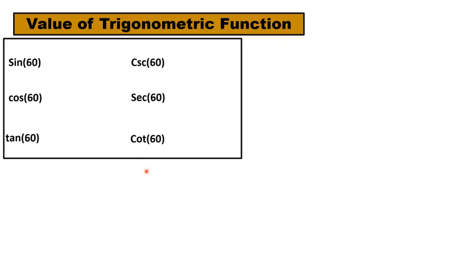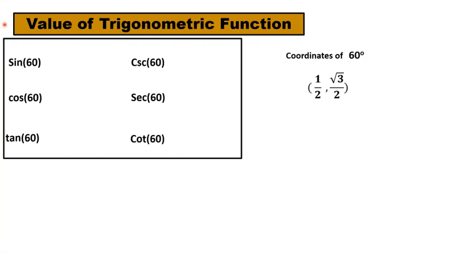So, let's proceed now to family of 60. Okay, so we are going to get the value of trigonometric function of 60 degrees. So the coordinates for 60 degrees, ito ay 1/2, square root of 3 over 2. Okay?